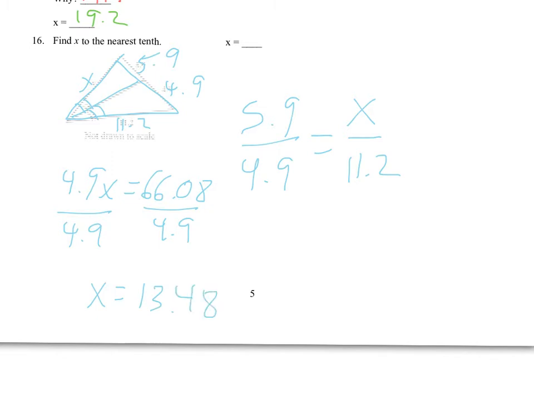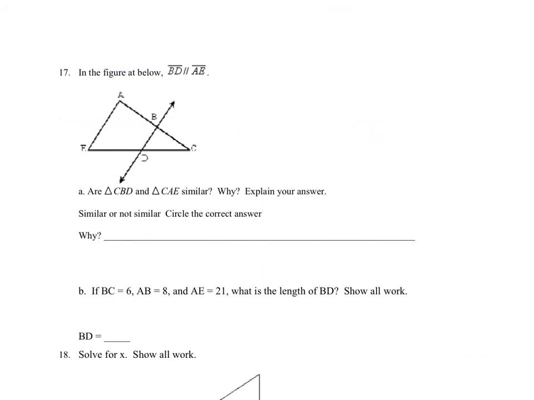If I round to the nearest tenth, which is what the question asks, 13.5 is the value of x. Okay, number 17. You have this figure below. Are CBD and CAE similar? Well, it says that these two lines are parallel, which means they share angle C, so they have a congruent angle there, and they also have this angle congruent because of corresponding angles. So, yes, it is. Why? Because of angle-angle similarity.